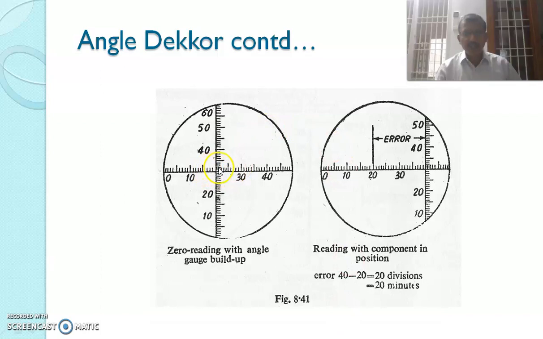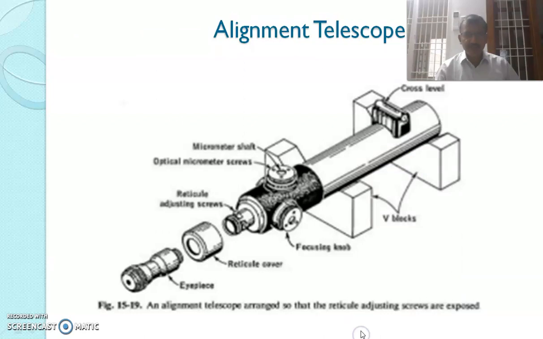Zero reading with the angle gauge build-up, and reading with the component in position. So, at the initial position, the error is 20 minutes. It gives a reading. Then the next topic, the angle alignment telescope.